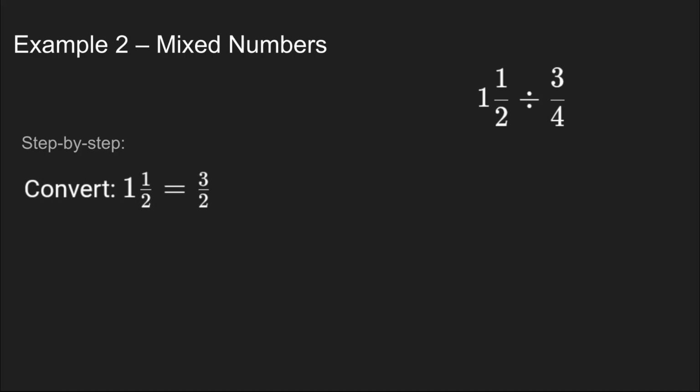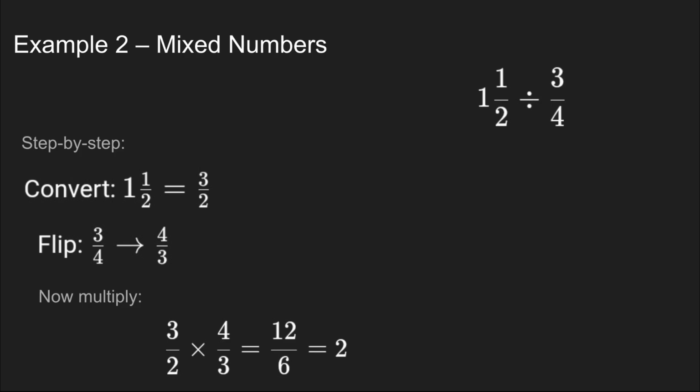We're going to change the division sign to multiplication. And then we're going to flip 3/4 and we're going to make it 4/3. So now we have the problem 3/2 times 4/3. 3 times 4 equals 12. 2 times 3 equals 6. 12 over 6 equals 2.